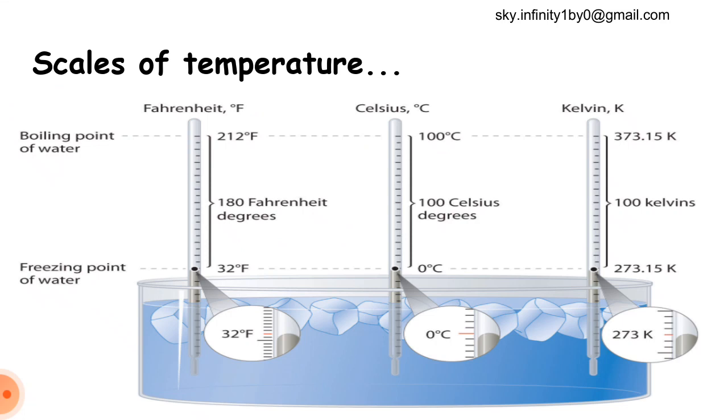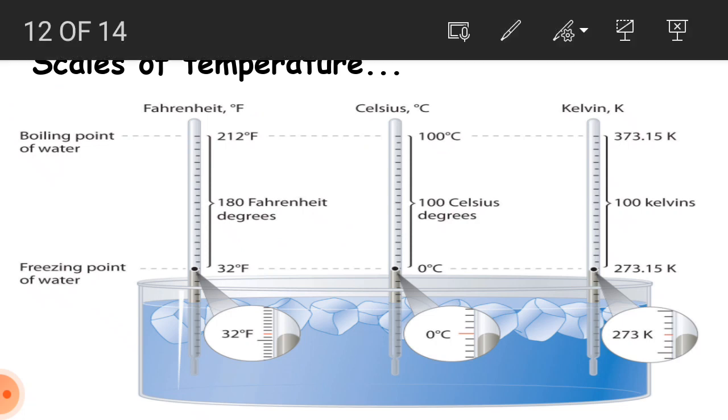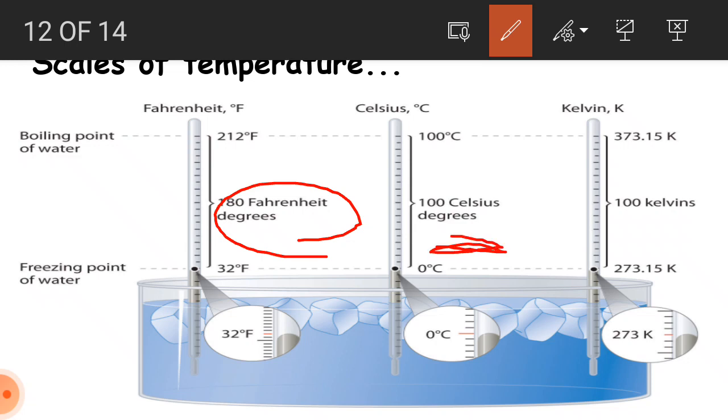If we look at the difference between the boiling point and the freezing point for all the three scales, then we see that for Fahrenheit scale, it is 180 degrees Fahrenheit. For Kelvin and Celsius scale, it is the same, that is 100.